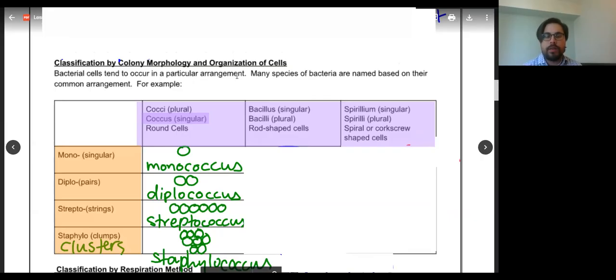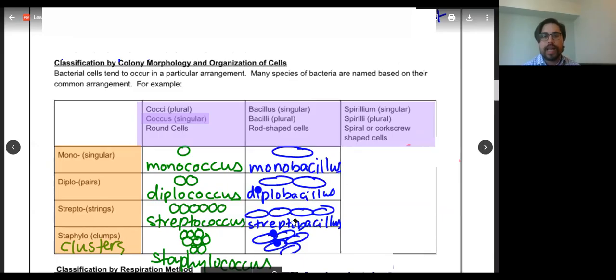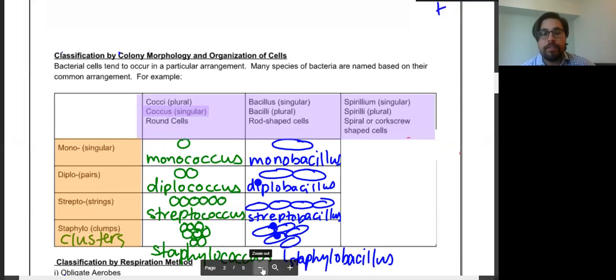Alrighty, let's take a look at the bacillus or bacilli, because as you guessed it, the same thing happens here. Mono, diplo, strepto, and staphylo all mean the same thing in the context of bacillus being rod-shaped, and then mono, diplo, strepto, and staphylo being the orientation of those cells. Again, mono singular, diplo in pairs, strepto in strings, and staphylo in clumps. So if I were to say streptobacillus, you know that strepto is chains or strings, and bacillus are rod-shaped cells. So again, the same naming conventions exist for these two groups.